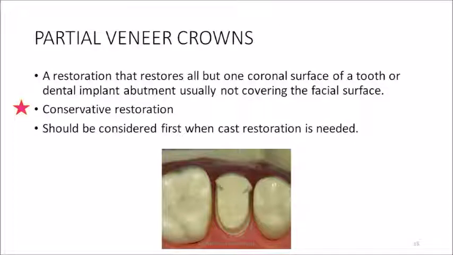So in complete coverage crowns, we saw that all the surfaces of the tooth will be prepared for the restoration. But in partial veneer crowns, one surface will be left intact. The rest of the surfaces of the tooth will be prepared and the restoration will be given only for the prepared surfaces. One surface will be left intact, that usually will be a facial surface or a buccal surface. So this is a conservative type of restoration because we are not involving all the surfaces. So ideally this type of partial veneer crown should be considered first when a cast restoration is needed. So this should be the first choice before the complete coverage crowns.